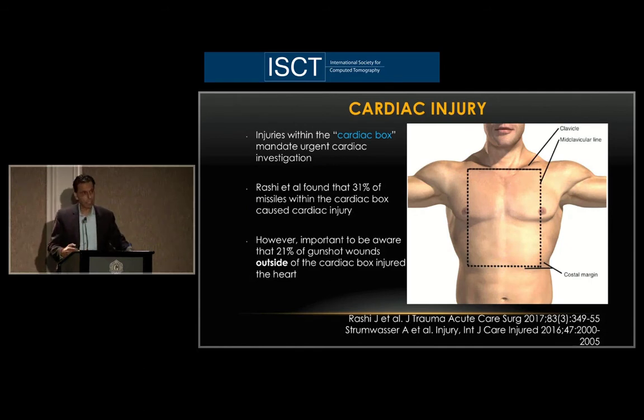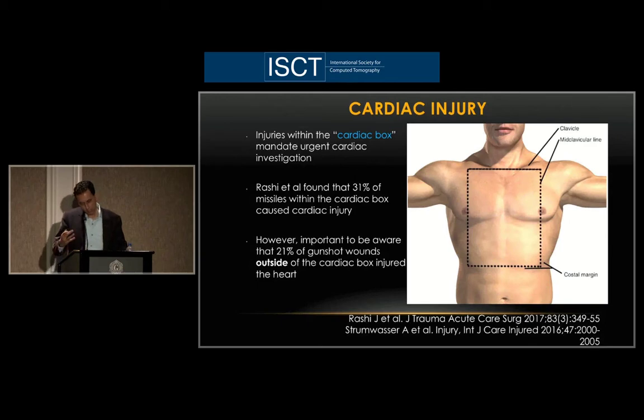Now, one thing I would say that came to my attention is the cardiac box that I was taught by our trauma colleagues. The cardiac box basically is from the top of the clavicles, anything medial to the nipples, and anything superior to the costal margin. If you see or suspect any injury in that particular anatomic region, it's been shown that there's a very high incidence of significant cardiac injuries.